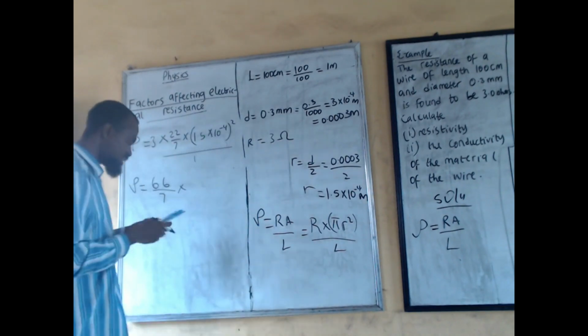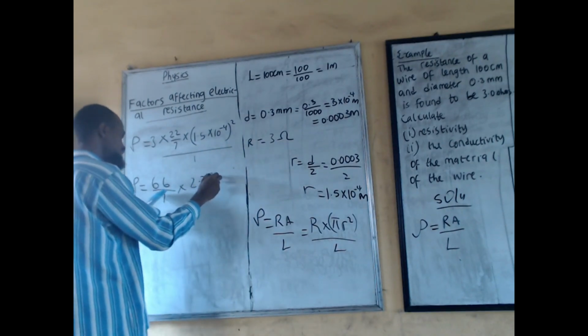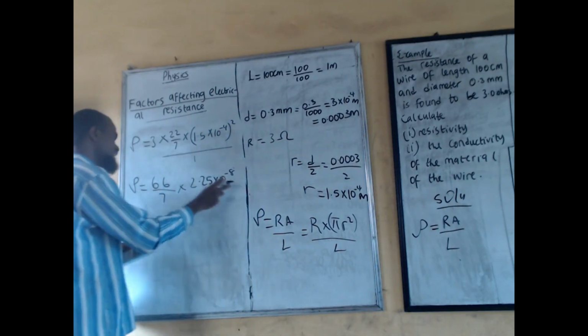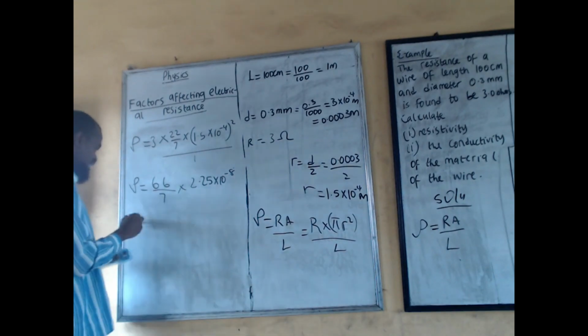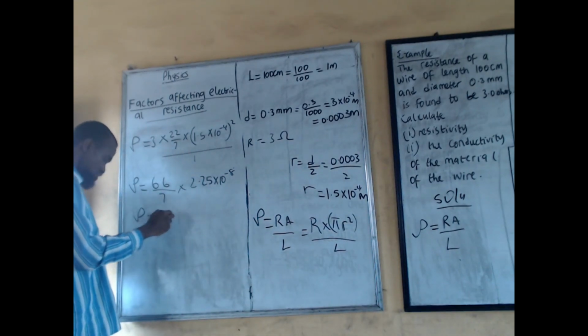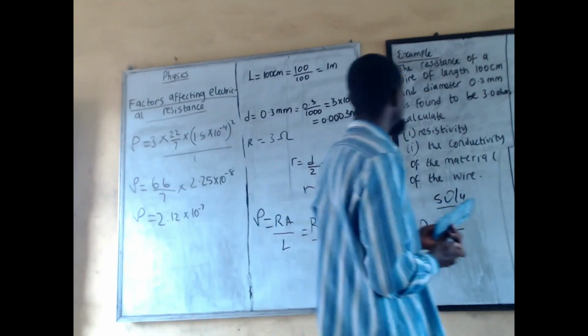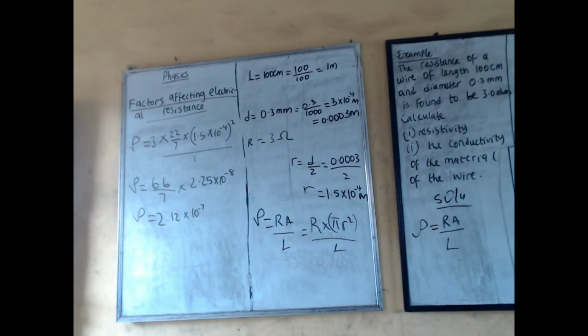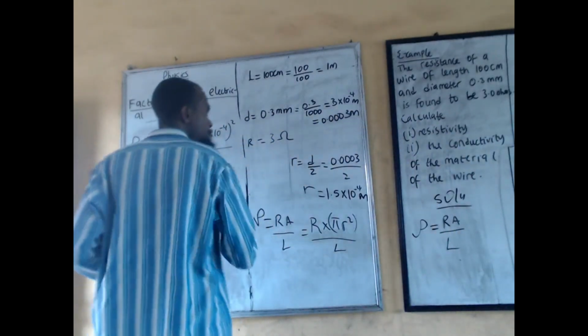When you square that, you will get 2.25 times 10 raised to the power minus 8. Times this with this and dividing it by 7, times it with 66 divided by 7, we will arrive at rho equal to 2.12 times 10 raised to the minus 7. So that is the resistivity of that wire. Let's not forget the unit, which is what? Ohm meter. Now we are done with part one.